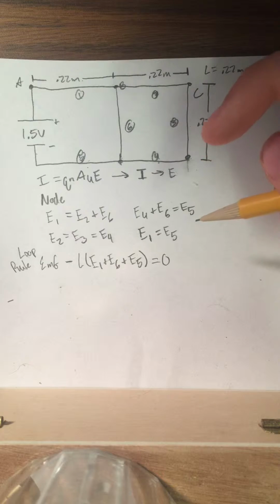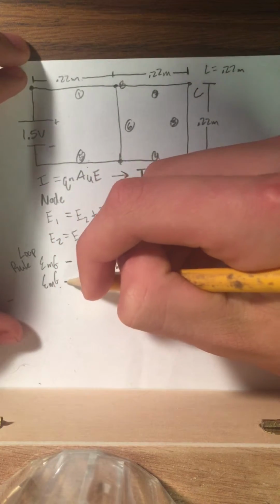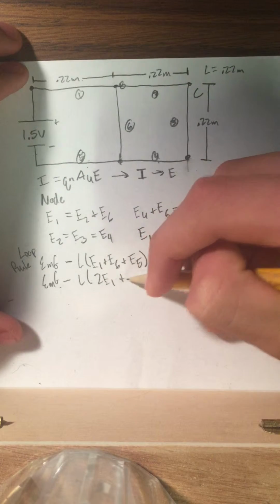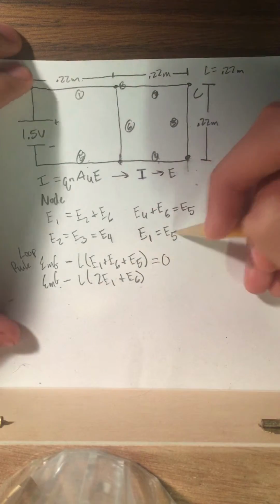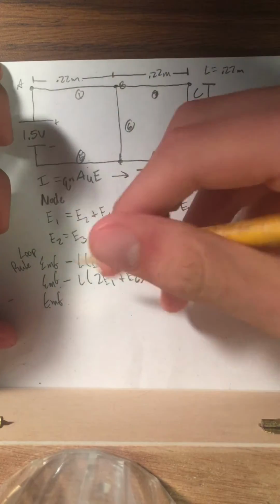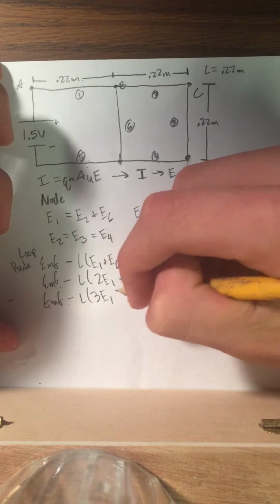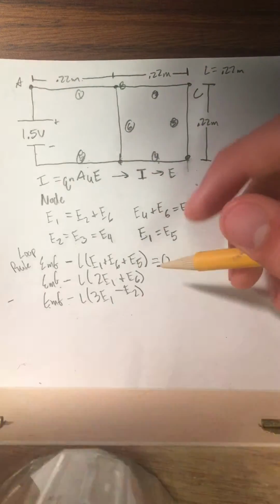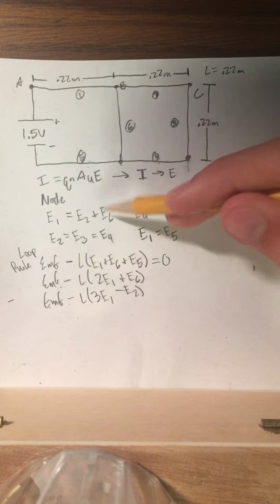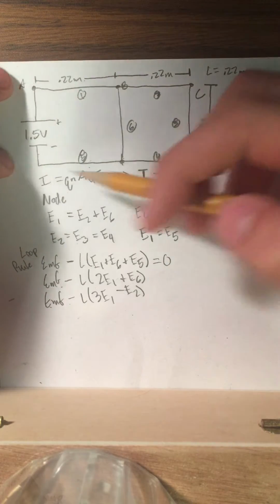Now, using some of our conversion factors here, from the node rule equations, we can say that EMF minus L is equal to 2E1 plus E6, and that just comes from the fact that E1 is equal to E5, so we switch those. And then we also can say even further that EMF minus L times 3E1 minus E2, and that's just going another step, substituting the fact that E6 is equal to E1 minus E2. So that is the loop for this left loop.